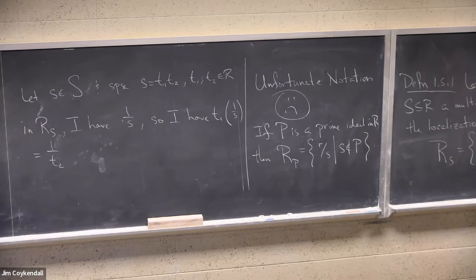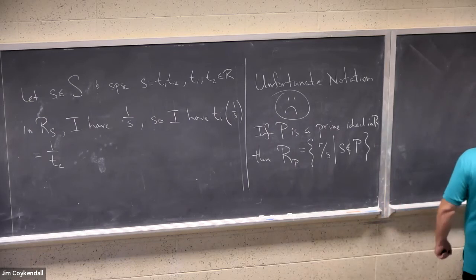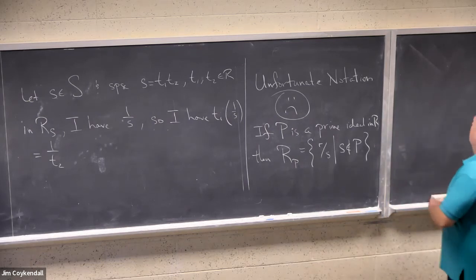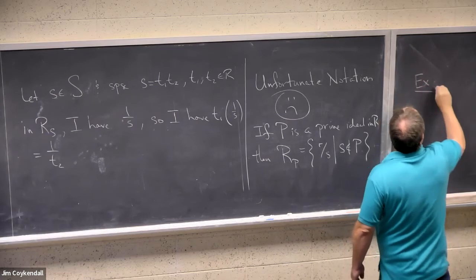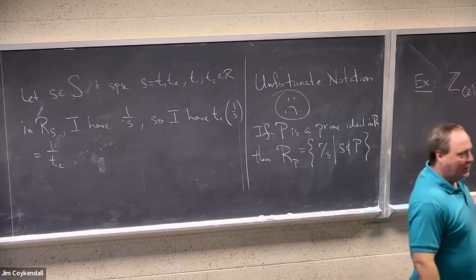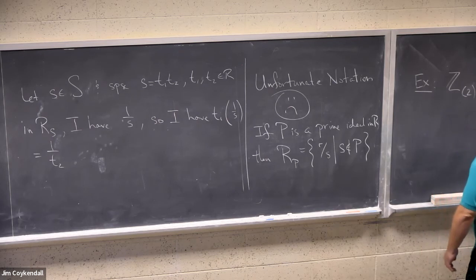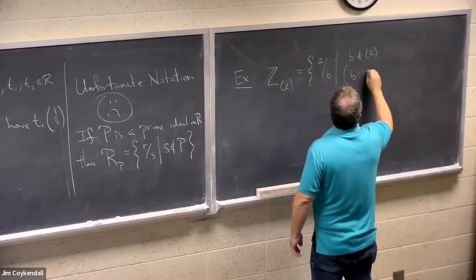But remember, here's the thing. What do you know about a prime ideal? Its set complement is a multiplicatively closed saturated set. So that's one of the justifications for this. So for example, if you see this notation, you can generalize this to a prime, of course, but we'll just take 2. This is the set of a over b such that b is not in the ideal generated by 2, that is, b is odd.